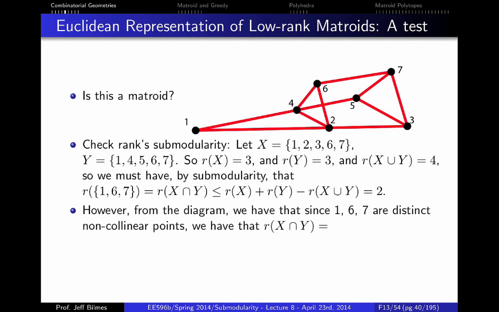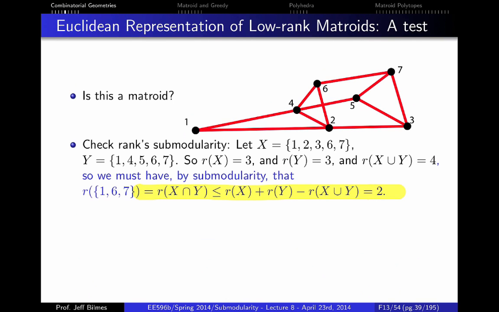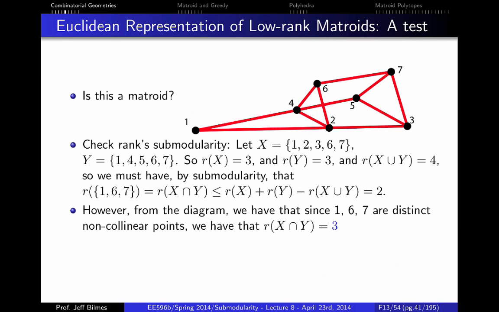1, 6, 7. Before I give you the answer, what's the rank of those 3 points? 3, because they're not collinear. If they were collinear, if they had rank 2, any 3 points that are collinear would necessarily have a line. That's the rules of the geometry. So therefore, this is rank 3. So therefore, the rank is not submodular, and so this is not a matroid. This doesn't give you a matroid.